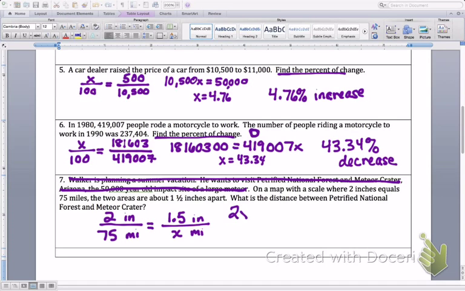So cross multiply, we get 2x is equal to 75 times 1.5. And that gives us 112.5. Divide both sides by 2, and we get x equals 56.25. So the real distance is 56.25. We need to include our measurement, 56.25 miles.